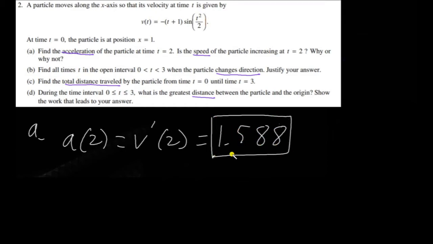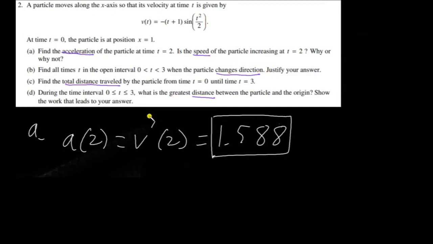Okay? And it's important to show this intermediate step v prime of 2, even if you don't know for sure if it's going to get you any points, but it's nice for your grader to be able to see your work, for them to be able to help you as much as they can and understand your thought process throughout the problem. Okay, so the second part of this question is, is the speed increasing at t equals 2, why or why not?